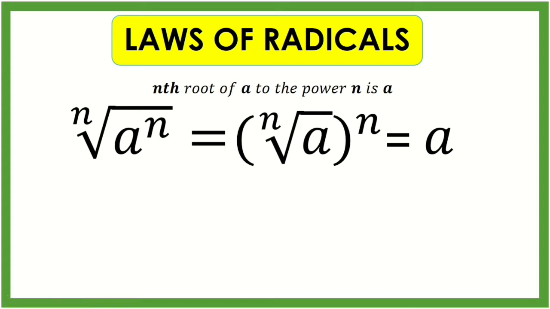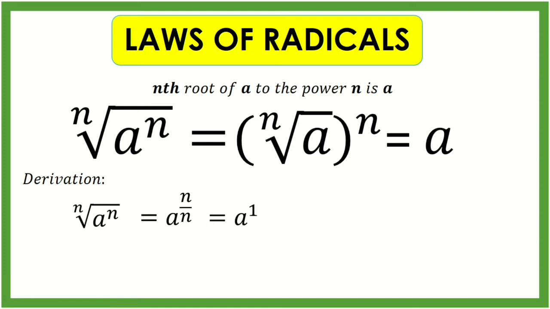Paano ba na-derive ang ating first law? Okay, so, ang ating una ay nth root of a raised to n. So, paano ba siya naging equal sa a? So, una, itatransform natin itong nth root of a raised to n sa exponential form. Ito ay equal sa a raised to n over n. So, yung n natin na exponent ng a, yun yung numerator. Yung index natin, siya yung denominator. I-simplify natin yung exponent. So, n over n is equal to 1. Kaya meron tayong a raised to 1. Then, simplify. A raised to 1 is equal to a. So, any number raised to 1 is equal to itself.